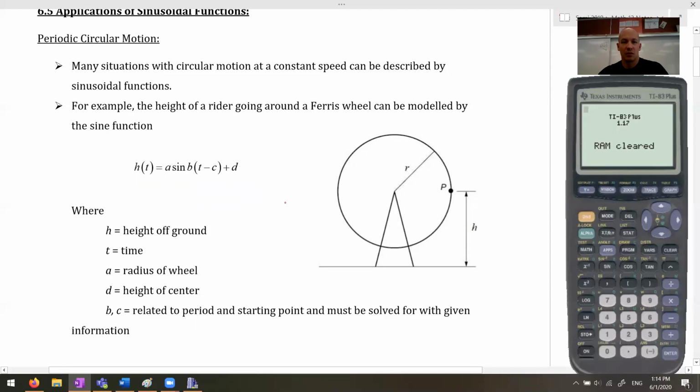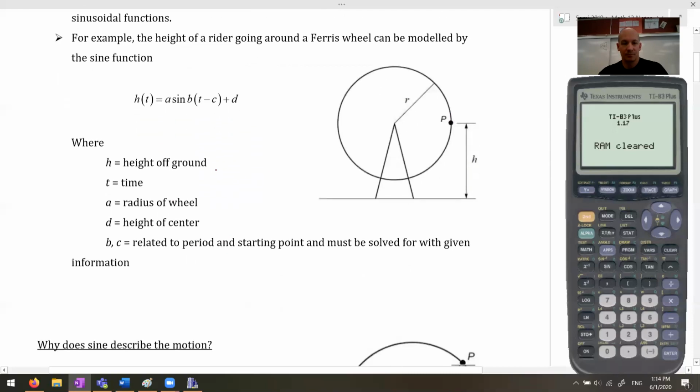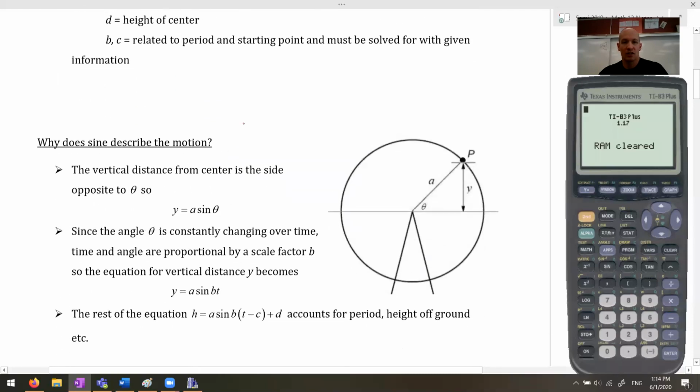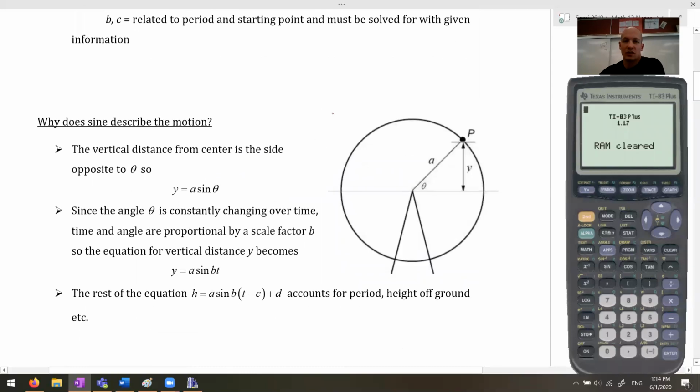Just a little thing before we jump into it. Why do we use sine to describe the motion? I'm going to show you this, and then I'm also going to show you a nice little GIF to hopefully explain the whole thing.